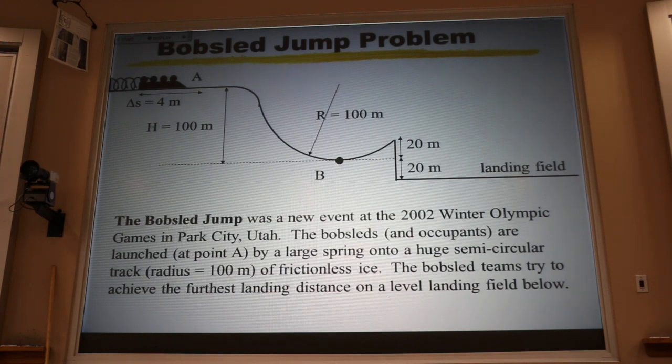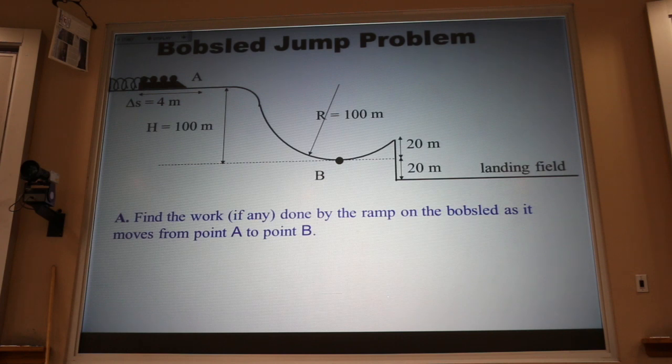exam question. In this case, we have bobsleds being launched by a spring. They go down a frictionless ramp and they try to get as much air as possible, see how far they can go down the landing field. Now the first question was only worth 2 points.